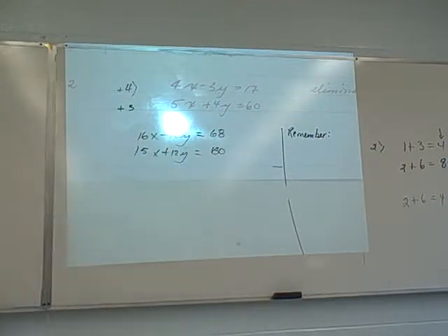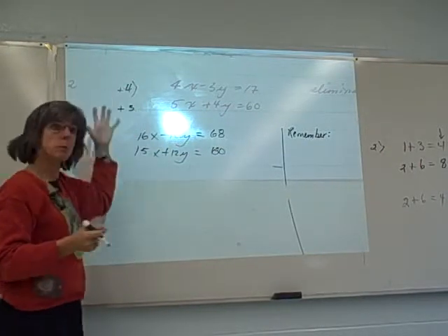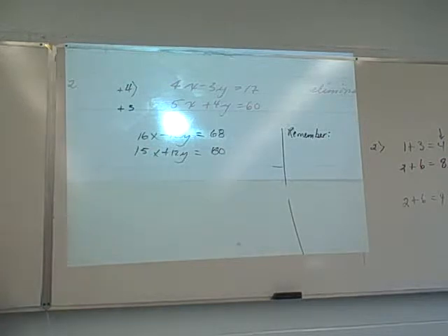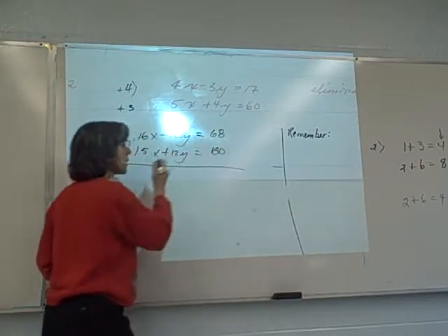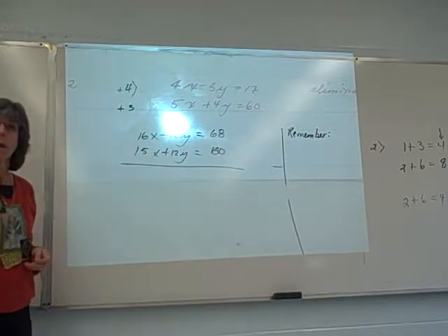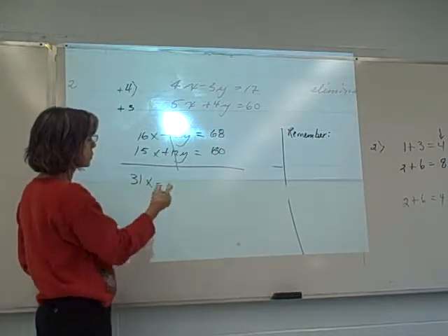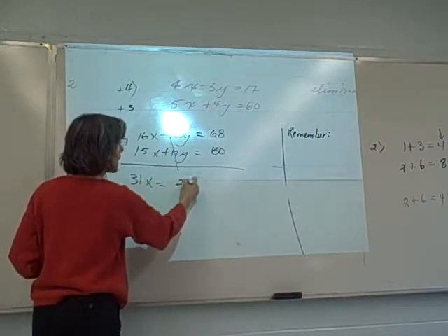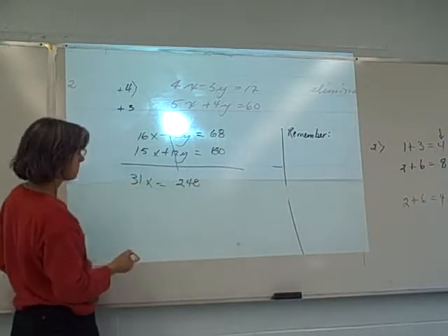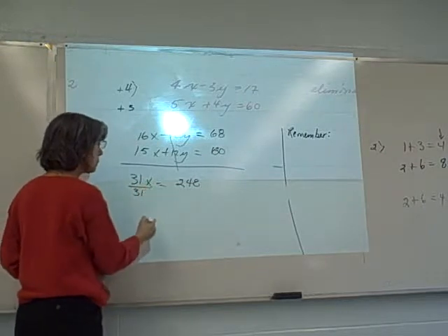Does that work? Pardon me? Yep, you could have chosen to multiply this one by a 5 and this one by 4. That's your choice. All right, does this ring a bell? I trust that you add the equations. Okay, so now can I eliminate something? It's negative 15. Right. So now I have 31x is equal to what? 248. Right? Divide by 31. Did I do that right?